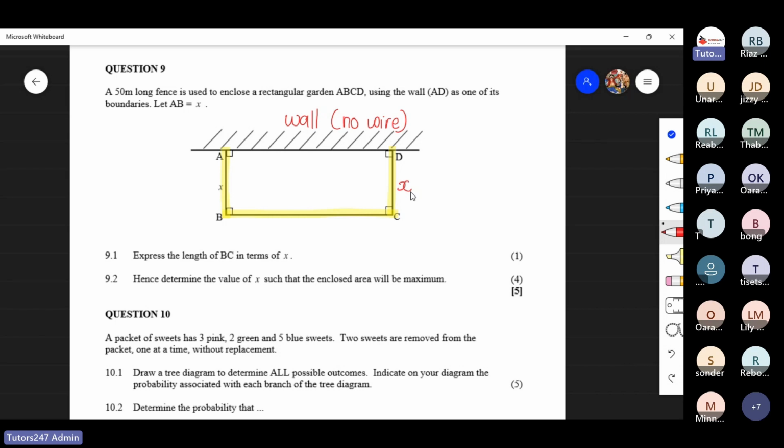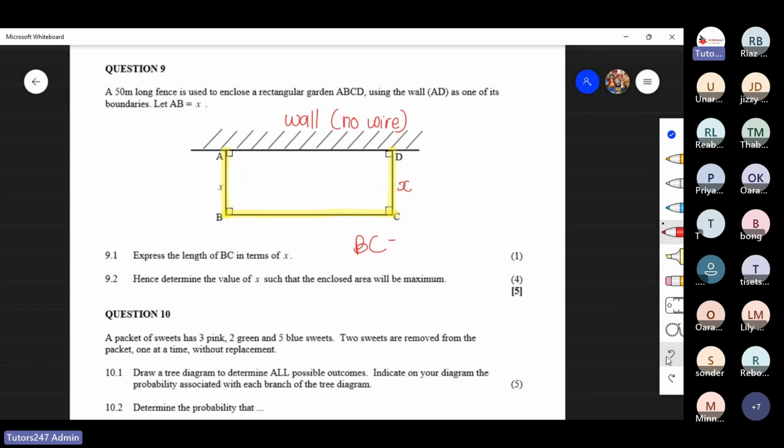So first question, question 9.1. Express the length of BC in terms of X. So we need to find the length BC. And when they state in terms of X, it means that X needs to be within that equation or within that value of BC. For example, if we find out that BC is equal to 3, that would be wrong. Why? Because there's no X in there. But if we found out that BC is equal to 3X, that could be correct because there's X in there. When they say in terms of X, it means that X needs to be within your answer.